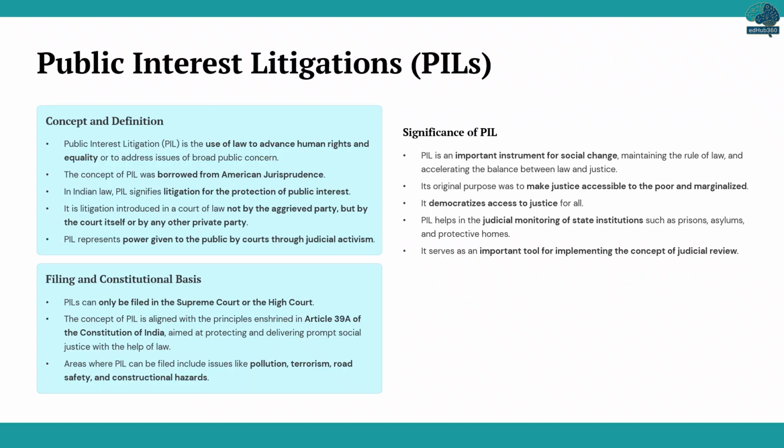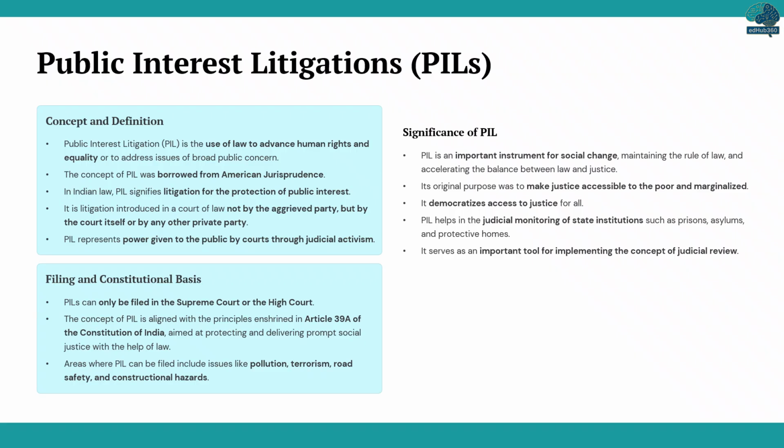Now, let's explore a powerful concept known as public interest litigation, or PILs. In essence, PIL is about using the law to advance human rights, equality, or address issues of broad public concern. While the concept was borrowed from American jurisprudence in India, PIL specifically signifies litigation brought for the protection of public interest. What makes it unique is that it's often introduced not by an aggrieved party, but by the court itself or by another private party. It represents the power given to the public by courts through judicial activism.